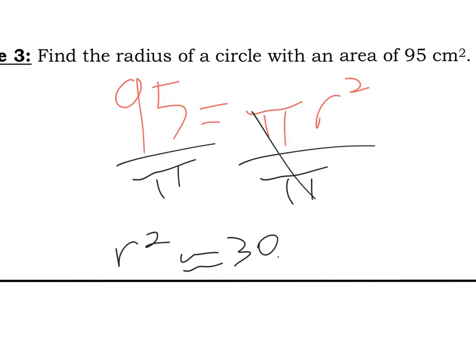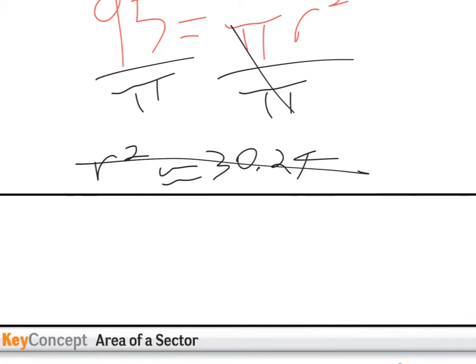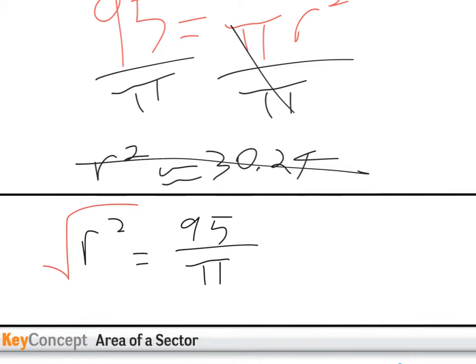But I don't like to round until the very end. So what I'm going to do is scratch that. And this is what I'm going to do. I'm going to say r squared equals 95 over pi. And so if I keep it as a fraction, it's not rounded. And so to undo any squares, you square root it. So if I just type into my calculator the square root of 95 over pi, then I get a more precise answer rather than square rooting 30.24.